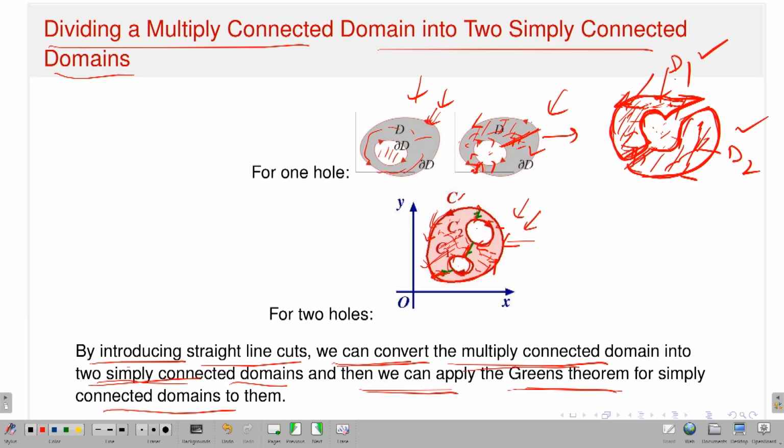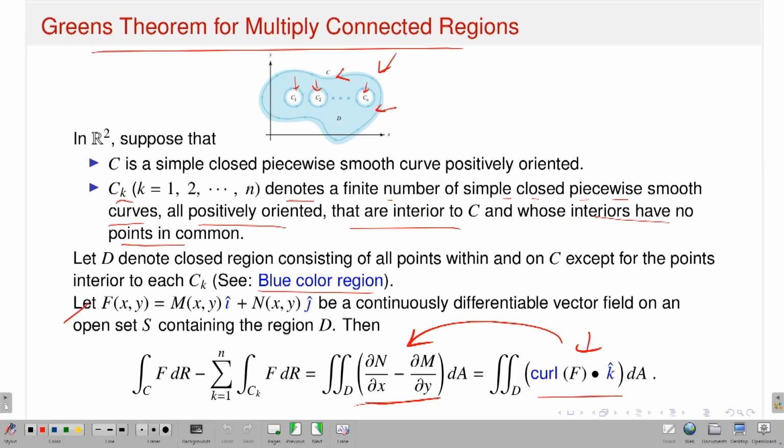Therefore, I can break it up into two simply connected domains, and in a simply connected domain I know the statement of Green's theorem. If I patch it up or take the union, it will give you the statement of Green's theorem for a multiply connected domain. So, that is the idea I am talking about. I am not talking about the details of it, but if you use this kind of idea, then you will be able to have this statement.